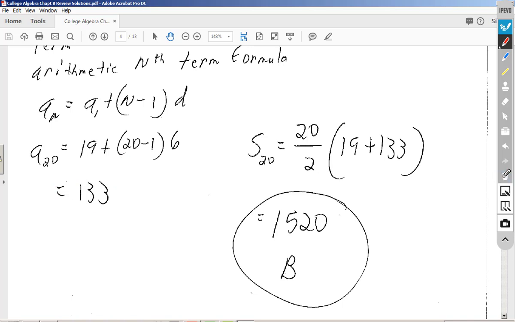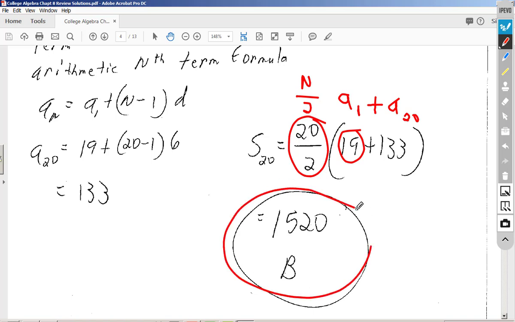Okay, now that I have that 20th term, which is 133, I can just remember here's my formula for the nth term. So this 19 is my first term. This 133 was my 20th term. And remember this formula said we take n all over 2. So if I pair them up, that's 20 terms divided by 2. So put that in your calculator, take 19 plus 133, times that by 10, and you'll get your answer of 1,520. So that answer is going to be B.